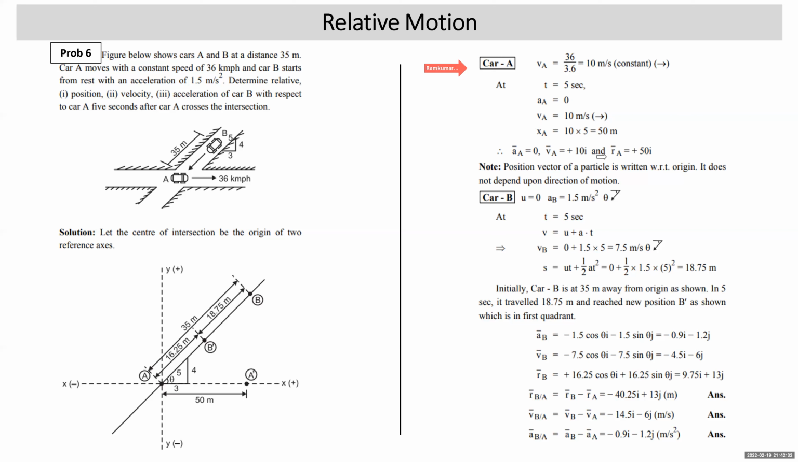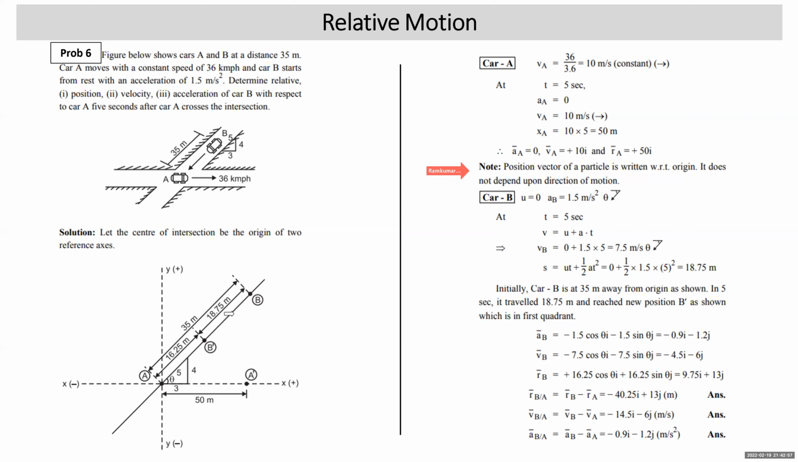Now we'll write acceleration of A, velocity of A, and position of car A at t equals 5 seconds in vectorial form. Acceleration of car A in vectorial form is 0. Velocity of car A is plus 10i, and position of car A in vectorial form is plus 50i, because it is in the first quadrant, to the right of the origin at 50 meters. So plus 50i. We should remember that the position vector of a particle is written with respect to the origin. It has nothing to do with the direction of the motion.